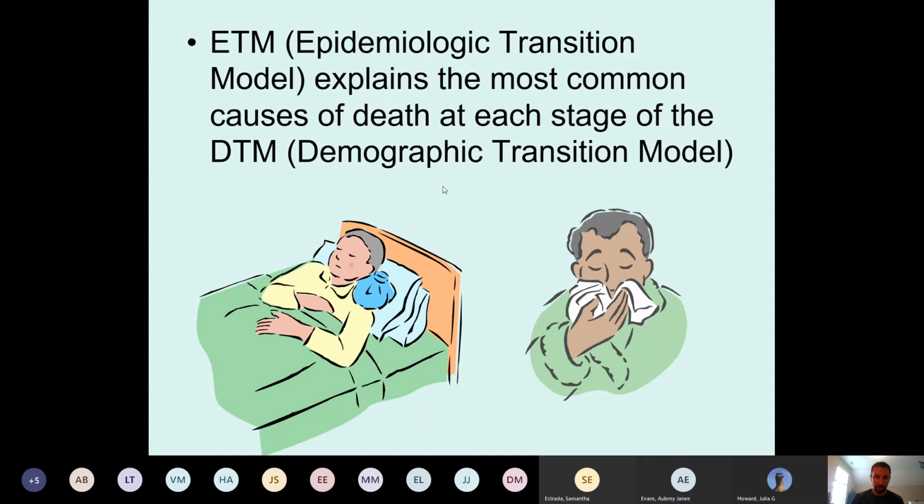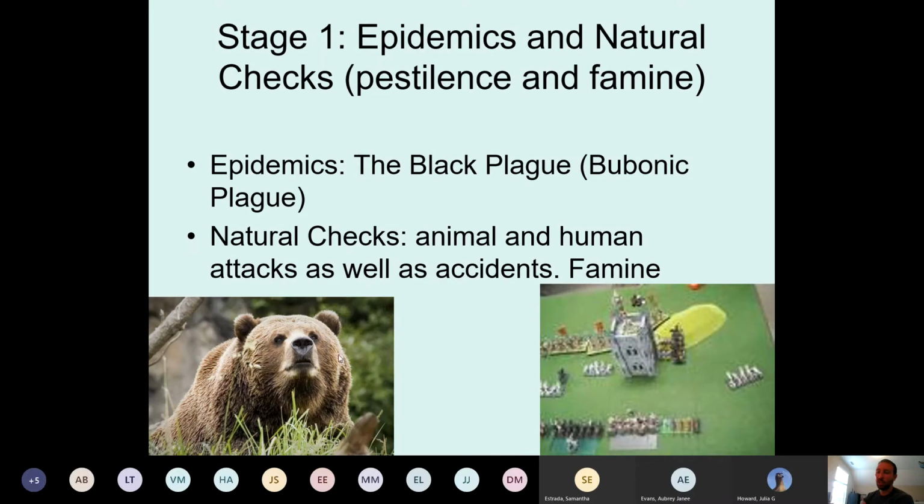And here I found the most pleasant picture of old people dying that I could find without getting too gross. Stage one of the epidemiologic transition model, remember, is explaining what was killing people in stage one of the demographic transition model. So each of these stages lines up. I'll probably say that in the next few slides, but just keep that in mind.